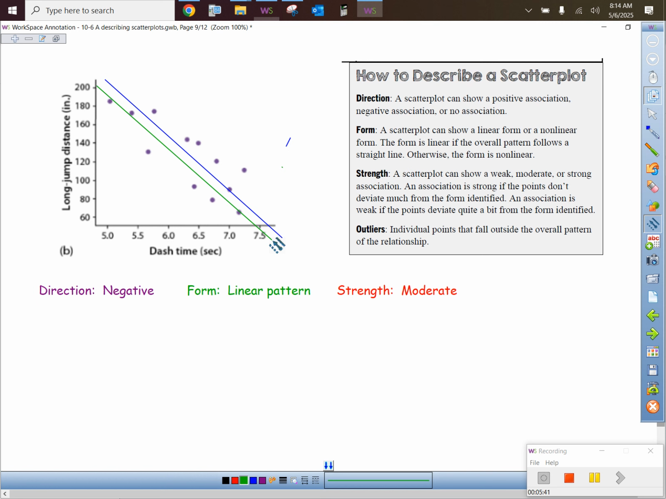What do you think about outliers, though? Do you feel there are any apparent outliers? Or knowing that it's a moderate pattern, do you feel everyone's still pretty close to where we're at? I also feel that way. There's no apparent outliers. So that's just a basic intro into describing a scatter plot.